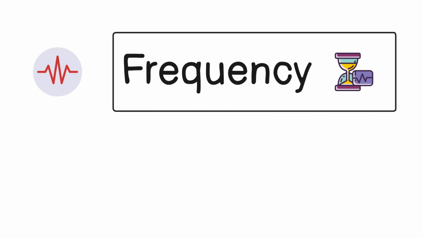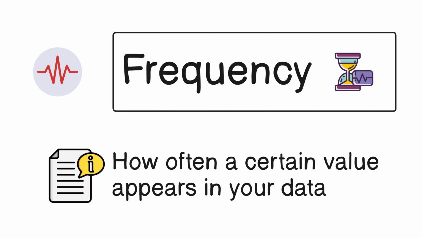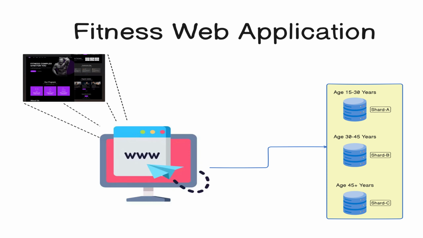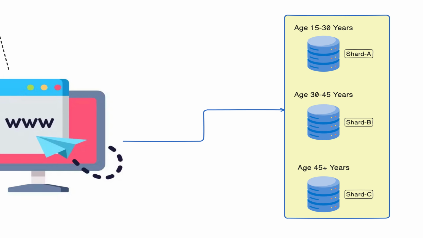Another factor to consider is frequency. Frequency means how often a certain value appears in your data. Let's say you are building a fitness application and you decided to shard the database based on the age attribute. That means data for people aged between 15 to 30 will go into shard A, 30 to 45 will go into shard B, and 45 plus will go into shard C.